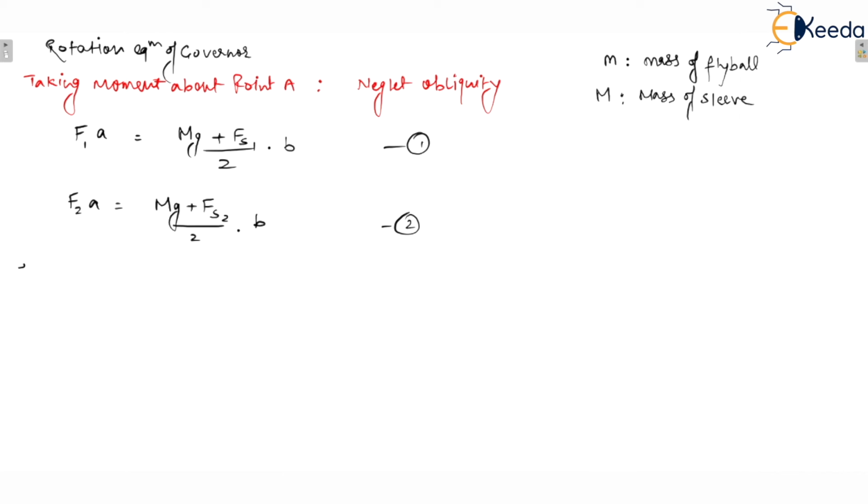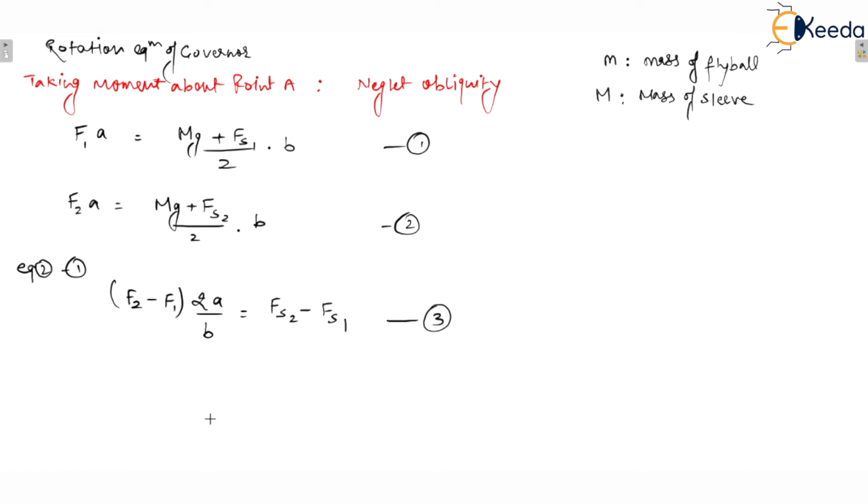So if you subtract equation number 2 minus equation number 1, you will see that f2 minus f1 into a is equal to 2 into a upon b. You just have to rearrange this equation so that mg can be neglected, or struck out, fs2 minus fs1. This is your equation number 3.